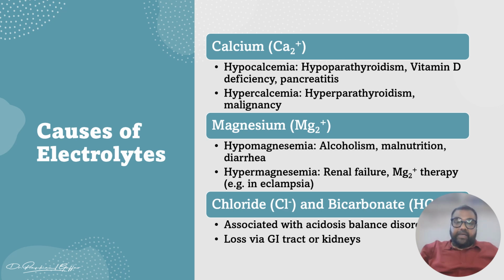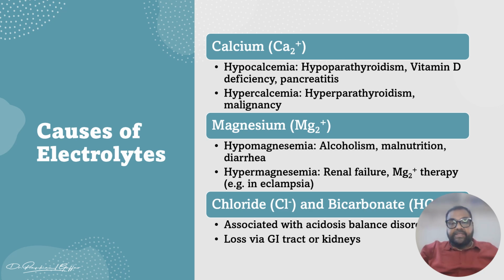Pancreatitis. And the causes of the hypercalcemia: once again, hyperparathyroidism or some malignancy can cause hypercalcemia. Once again, remember the normal value is 8.5 to 10.5 mg per dL. Another one is magnesium. The normal value of magnesium is 1.6 to 2.6 mg per dL.